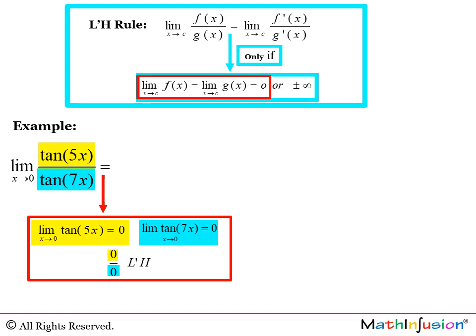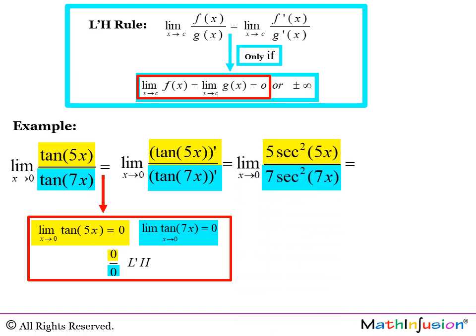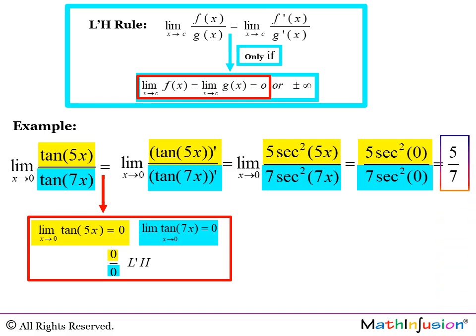I'm replacing this limit by the limit as x approaches 0 of the derivative of tangent 5x over the derivative of tangent 7x. Don't forget the chain rule. Now I'm trying to substitute 0 for the x, and it is working. I would like to recall that secant of 0 is 1. And I get 5 over 7.